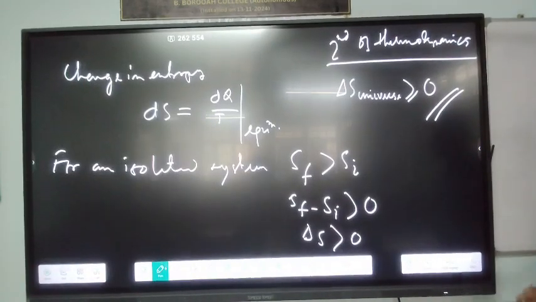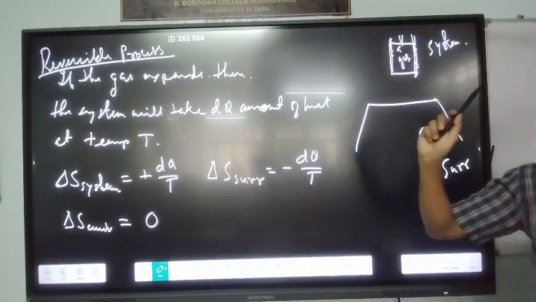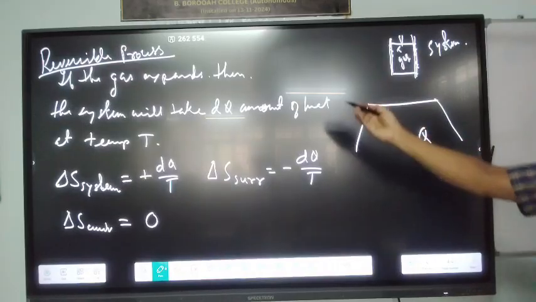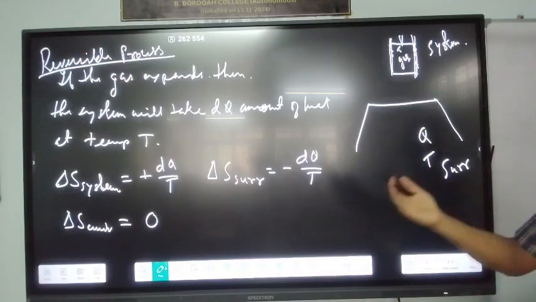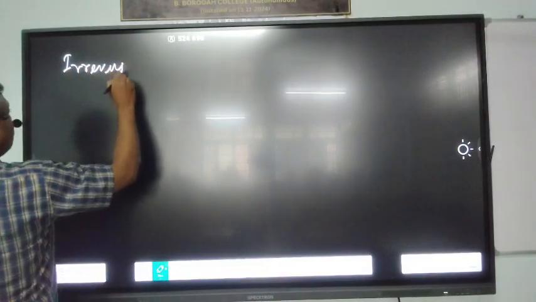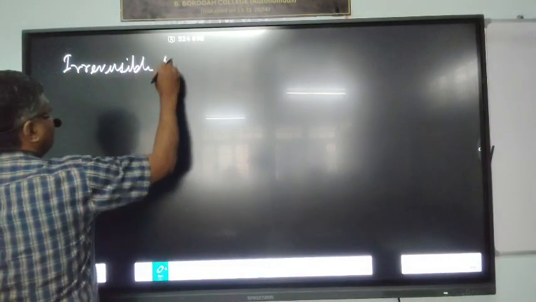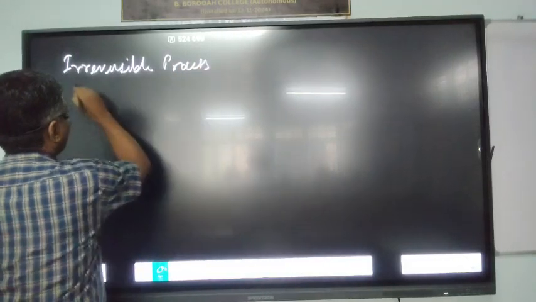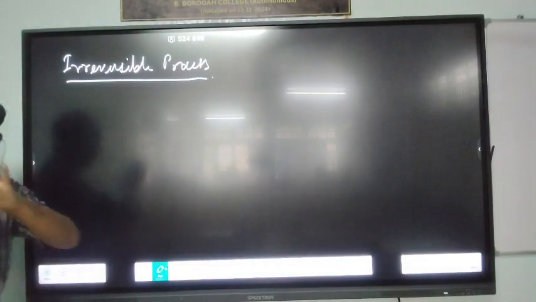So if I am taking a reversible process, how much am I getting? 0. So let me take an irreversible process. I'll take an irreversible process. Now we are calculating the change in entropy.